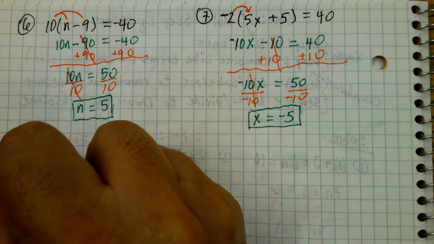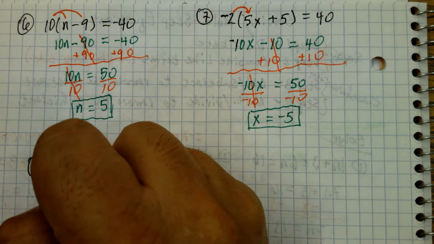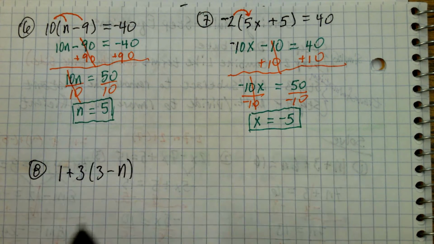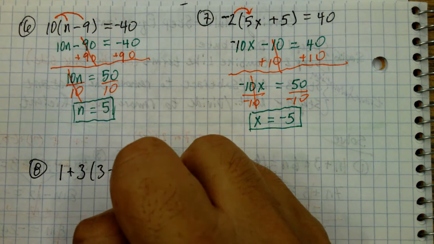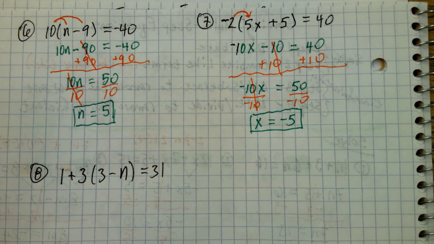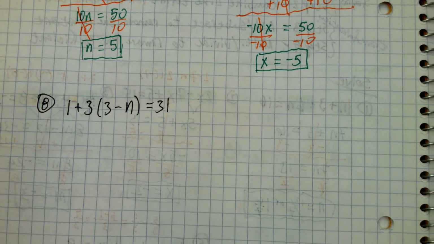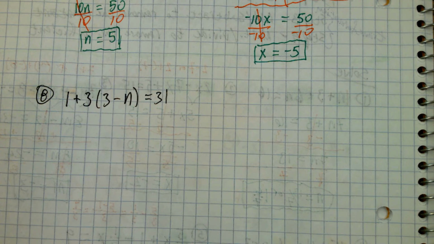1 plus 3 times the quantity, 3 minus n, equals 31. Okay, so write that down. And I see parentheses, so I do know that I have to multiply through, distribute basically. I have to multiply through by something.